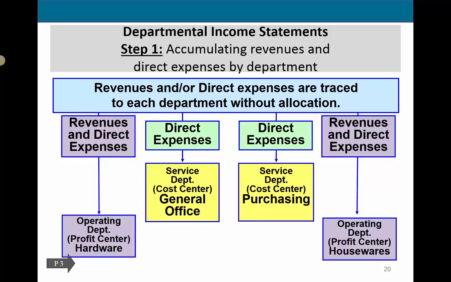So step one, accumulating revenues and direct expenses. So this is direct stuff by department. So everybody gets their revenues and their direct expenses. These right here in the middle are your service departments. So they do get some direct expenses. Most likely, since they're cost centers, they won't get any revenue.